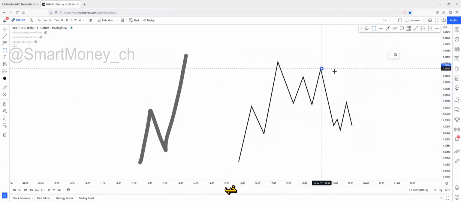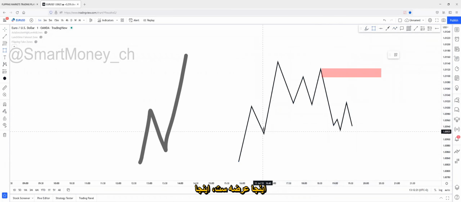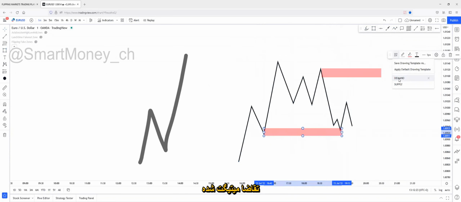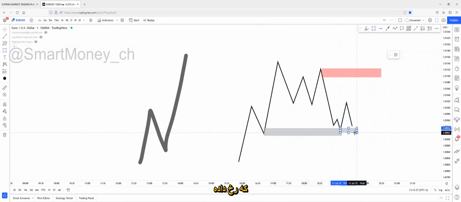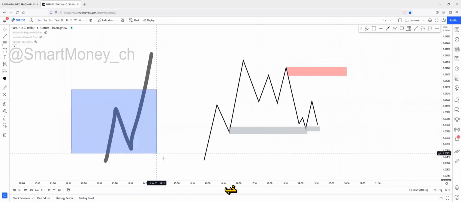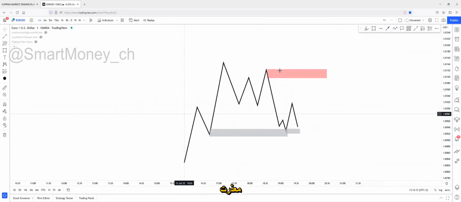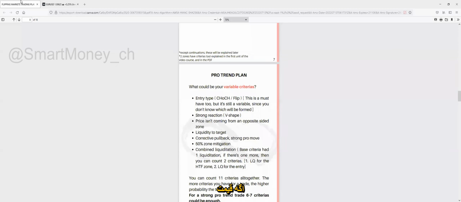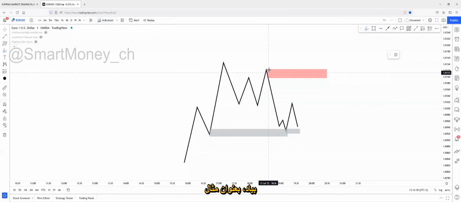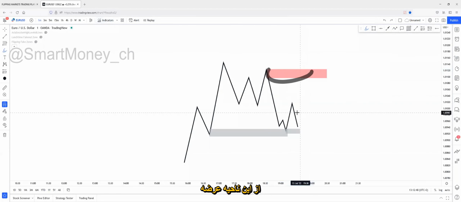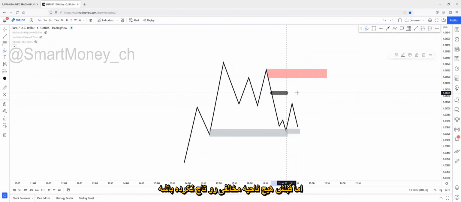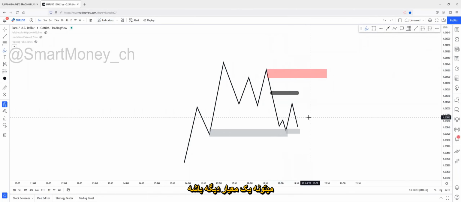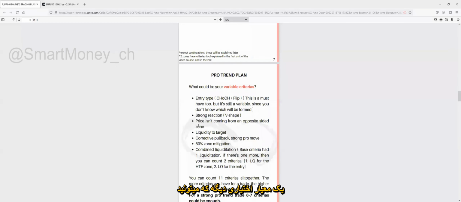Okay, so here's the supply. Here was the demand mitigation, not supply, demand, and here's the 1 minute character changing demand zone. Okay, so sorry. So if price doesn't come from an opposite side, unmitigated zone, so for example, from this supply zone, and it comes to your entry point without tapping into any opposite sided zone, this will be another criteria. This will be another variable criteria that you can adapt to your trade.